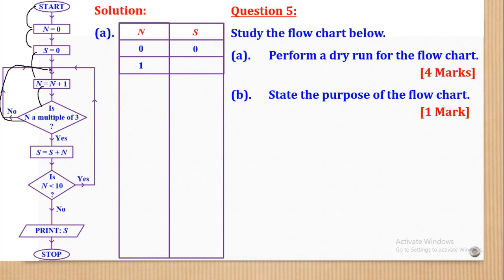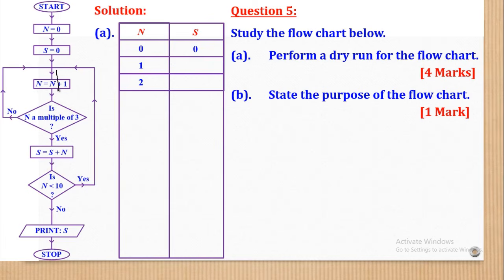And here you have to increment n again by 1. So when I increment by 1, I'll come up with 2. I think you realize that this one has been left blank because from here you don't go here, you instead go the option of no. So always be keen to follow the arrows as they are.